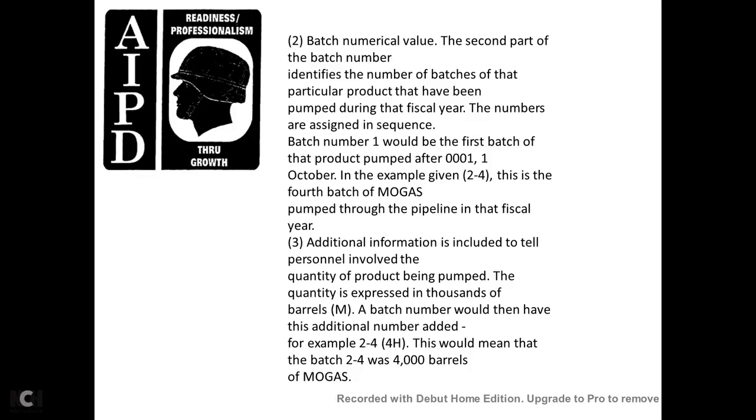Batch numerical value. The second part of the batch number identifies the number of batches of the particular product being pumped during the fiscal year. The number is assigned in sequence; batch number one would be the first batch of the product pumped after 0001 hours on 1 October.